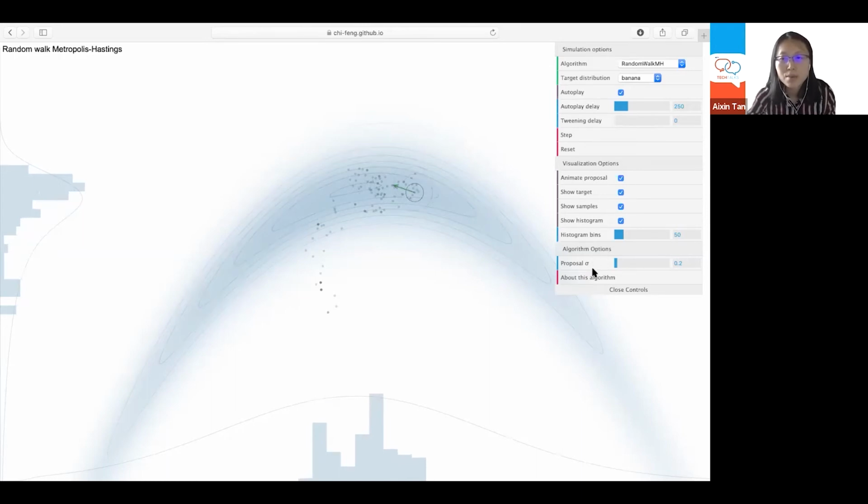Baby steps with a high acceptance rate are not ideal. So that's all I'm going to talk about of random walk Metropolis-Hastings, which is based on the idea of proposing simple moves from the current point.